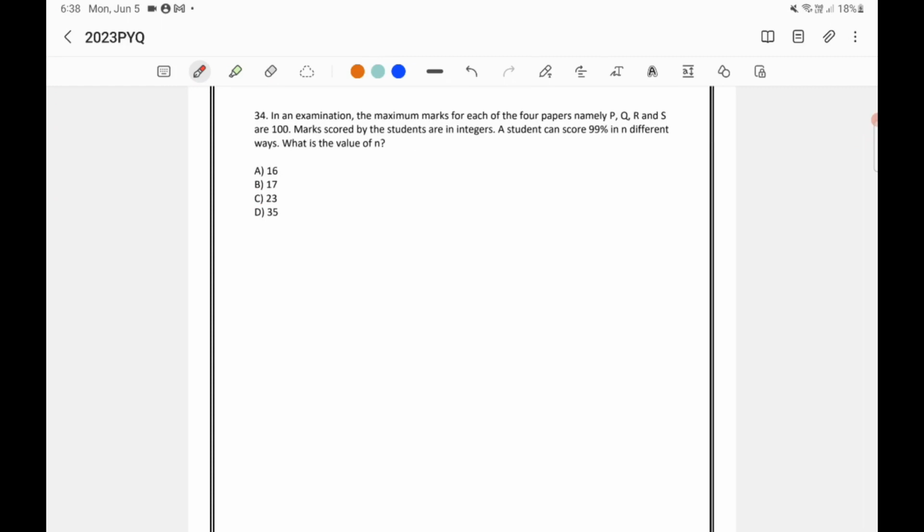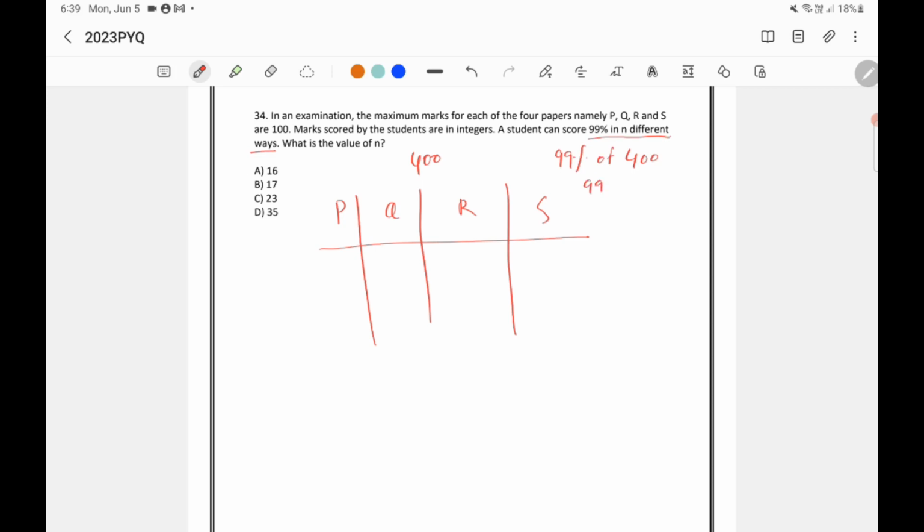In an examination, the maximum marks for each of the 4 papers P, Q, R and S are 100. So there are 4 papers P, Q, R and S, and in each paper the maximum mark is 100. So the total mark will be 400. Marks scored by the students are in integers. A student can score 99% in n different ways. So 99% means 99% of total mark, that is 400. So you will get 99 by 100 into 400, which is 99 into 4, equal to 396. So a student scored 396 marks.